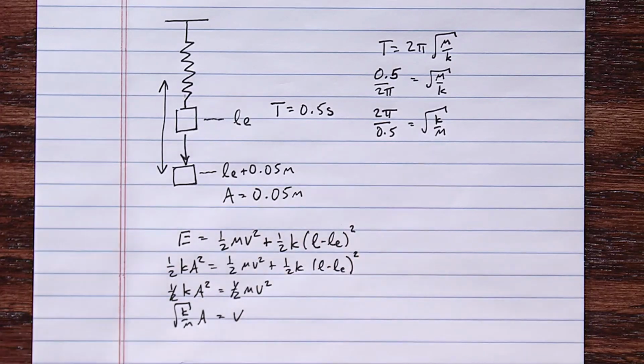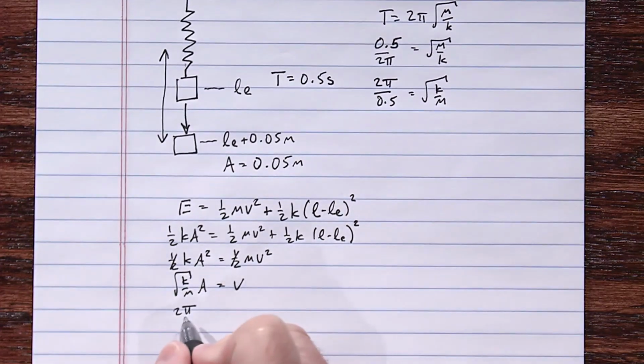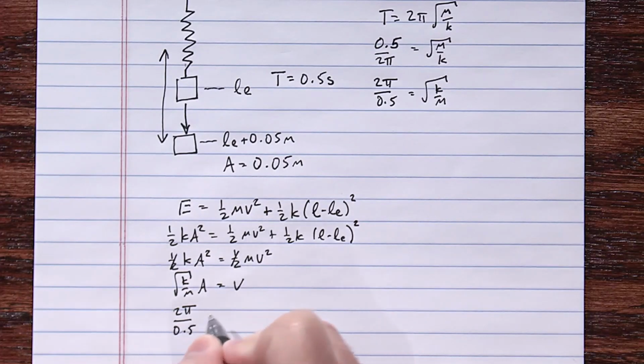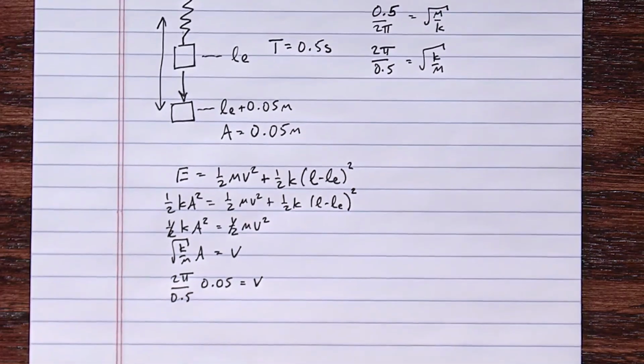We don't know the mass and we don't know the spring constant, but we do know what the square root of k over m is. So square root of k over m is 2 pi divided by 0.5 times the amplitude of 0.05, and that's equal to the speed at the equilibrium point.